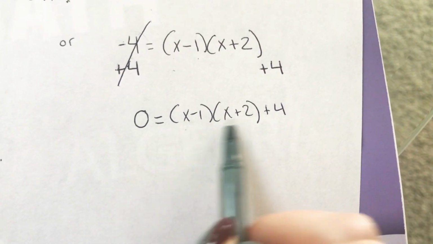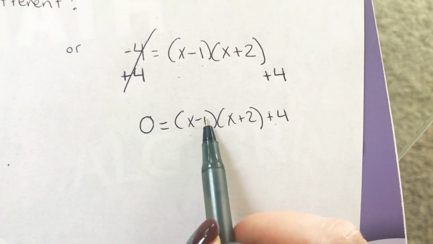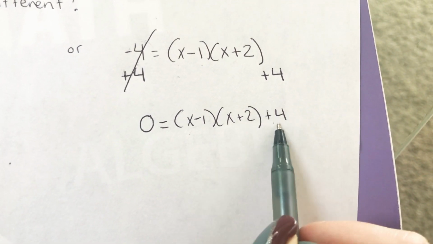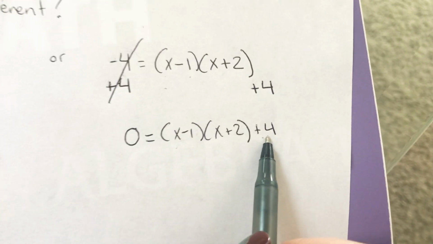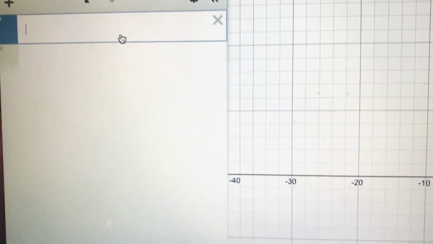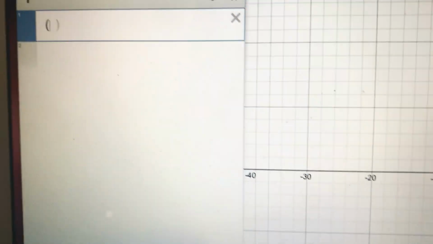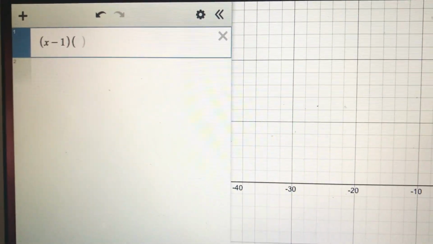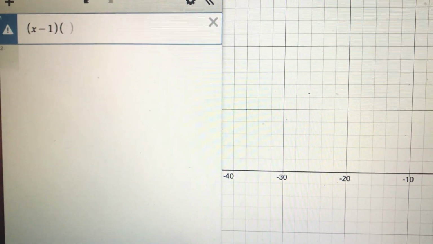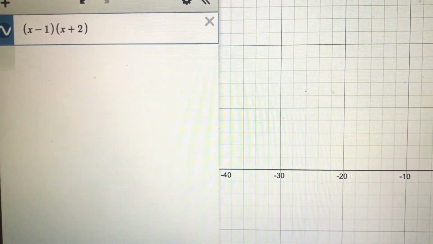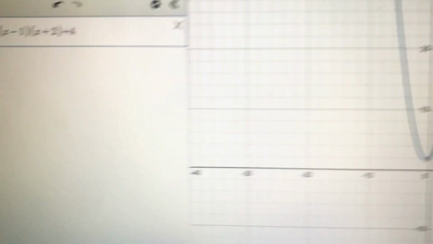So again, I cannot solve this easily by just using the zero product property and flipping these signs because I have another value here. So again, I'm going to solve this by graphing. I'm going to use my Desmos technology. And we're going to get rid of this old one here and type in the new function. So I have x minus 1 times x plus 2. And then on the outside, I had that plus 4.